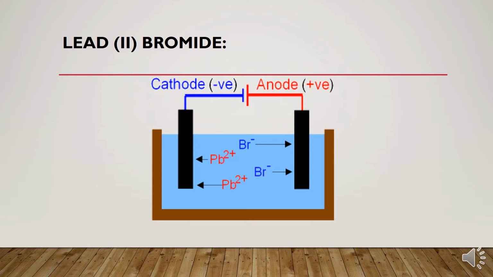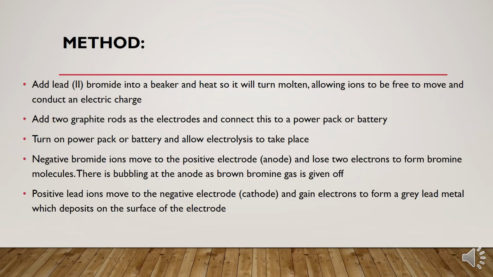Negative ions, that is bromide ions, move to the positive electrode, the anode, and lose electrons to form bromine molecules. You can notice there is bubbling at the anode as brown bromine gas is given off. This is the method of electrolysis of molten lead bromide.